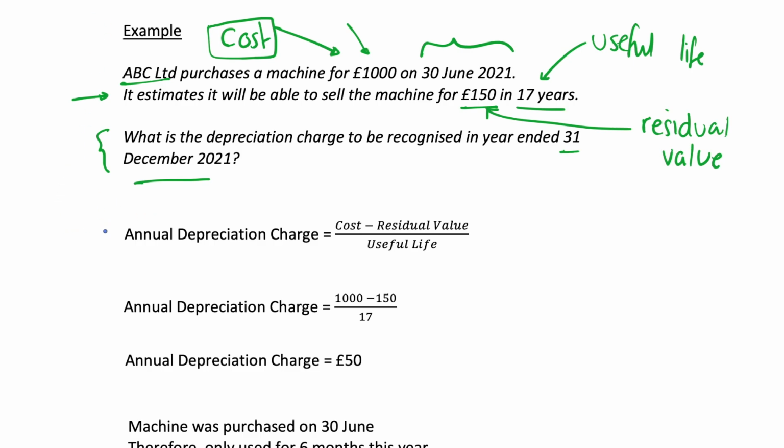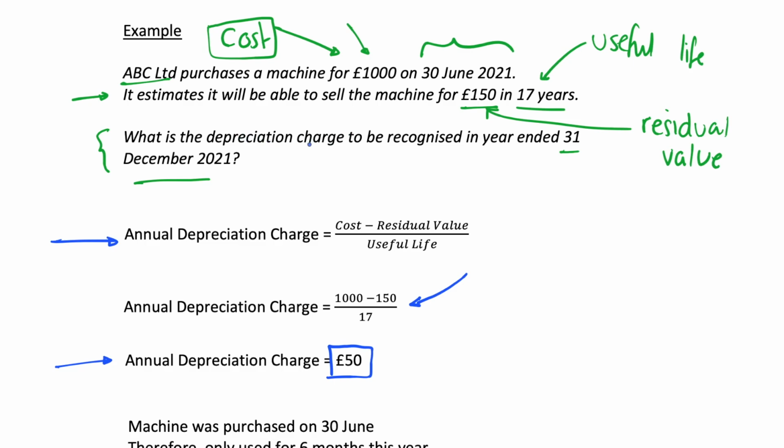So in solving this question, we're going to use our equation, and I've just pulled that down. This is the same equation we had before, that our annual depreciation charge is cost minus residual value divided by useful life. So we can just plug those values in from above, and it's 1,000 minus 150 divided by 17. And this gives us what our annual depreciation charge is going to have to be in the accounts, and it gives us a nice answer of £50. But that is not exactly what the question is asking for.